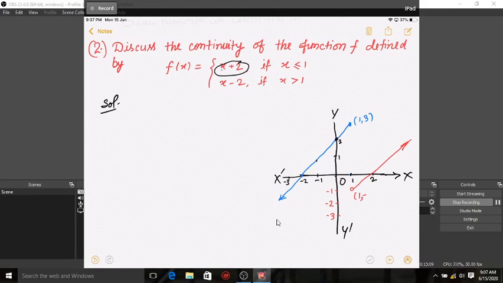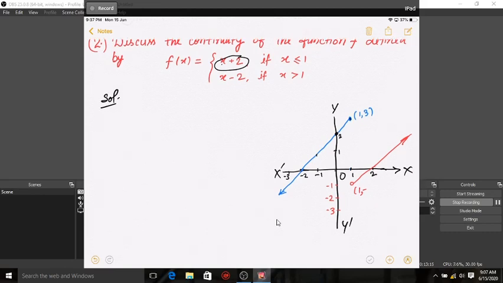And also for x equal to 1, the value of the function is x plus 2, so 1 plus 2, that is 3. So this point is (1, 3). So this blue line shows the graph of the function when x is less than or equal to 1. And if the value of x is greater than 1, then we can draw the graph of the function by using this expression x minus 2.